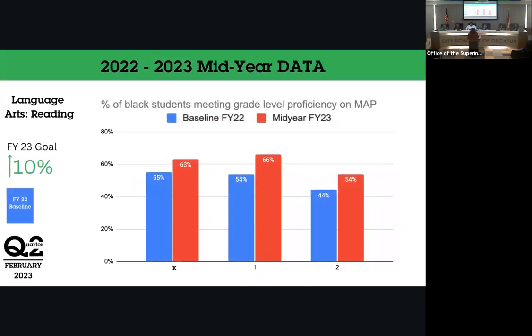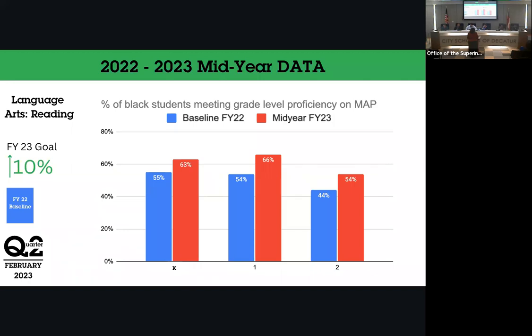Our next goal that was set was that we will increase the percentage of Black students meeting grade level proficiency on math. Now, to define grade level proficiency, we use the preset MAP boundaries. Both MAP and STAR, which is used at our high school, use the 41st percentile to say that a student is at average grade level achievement.